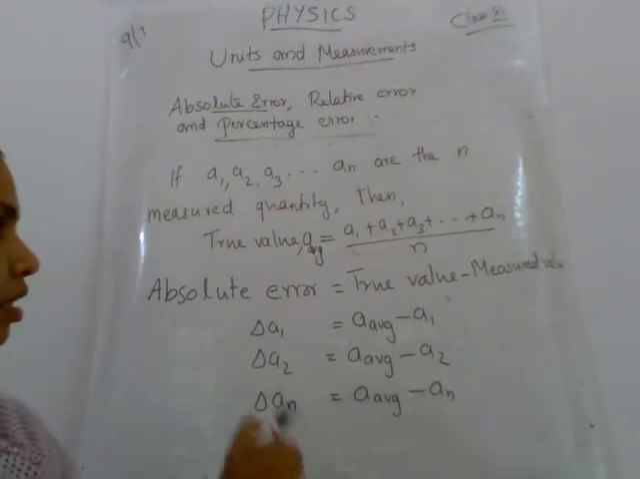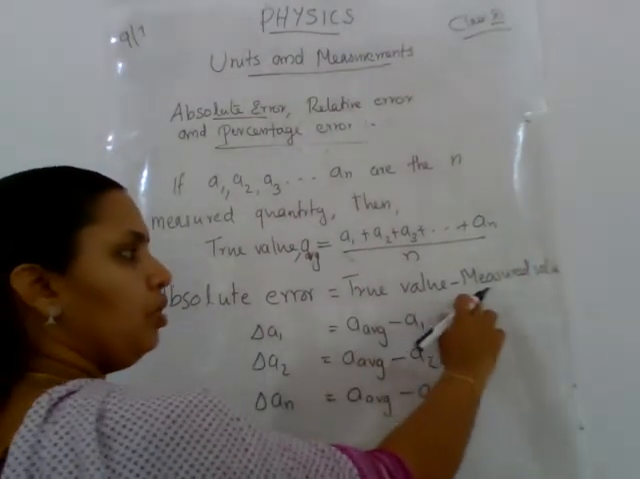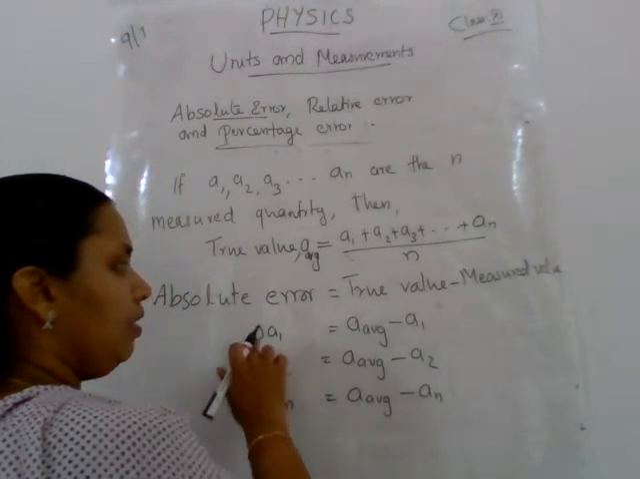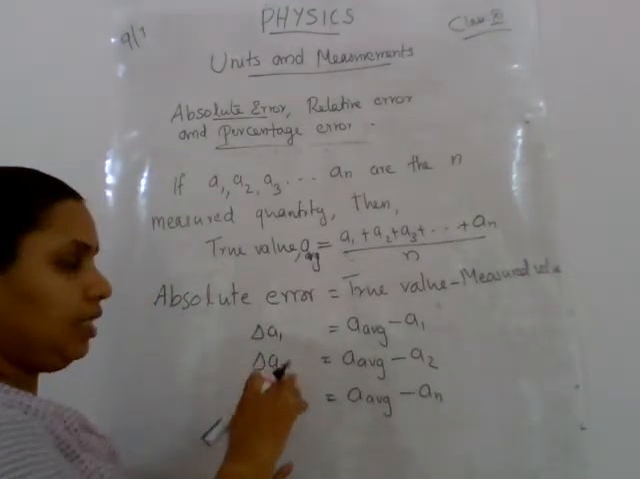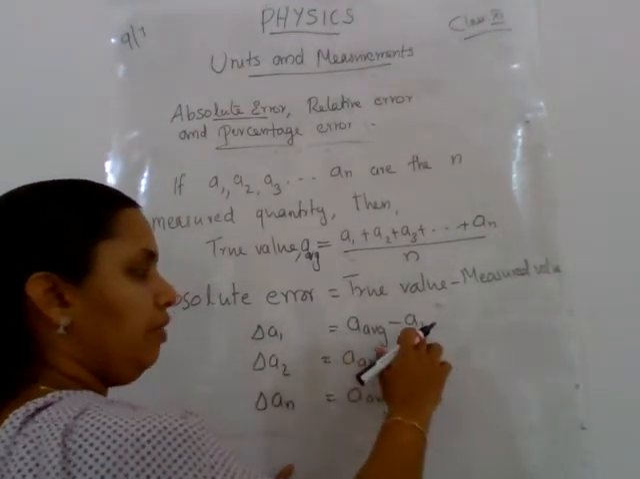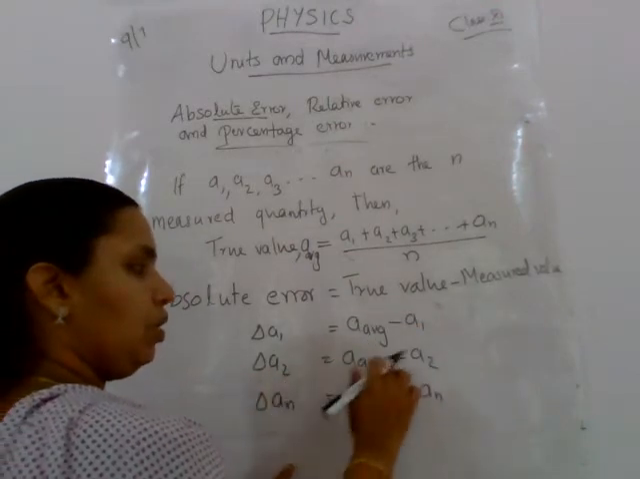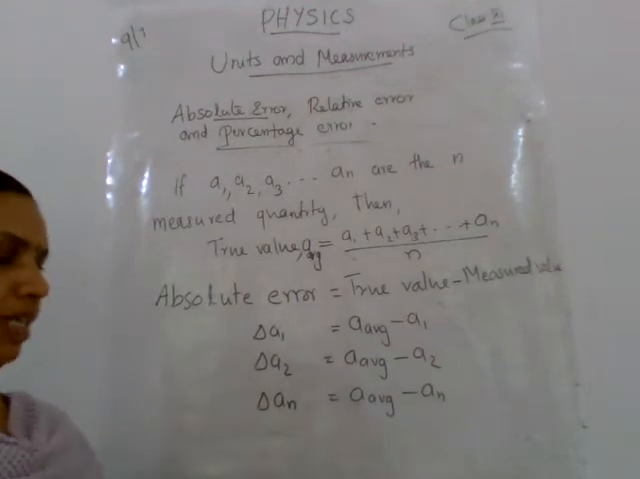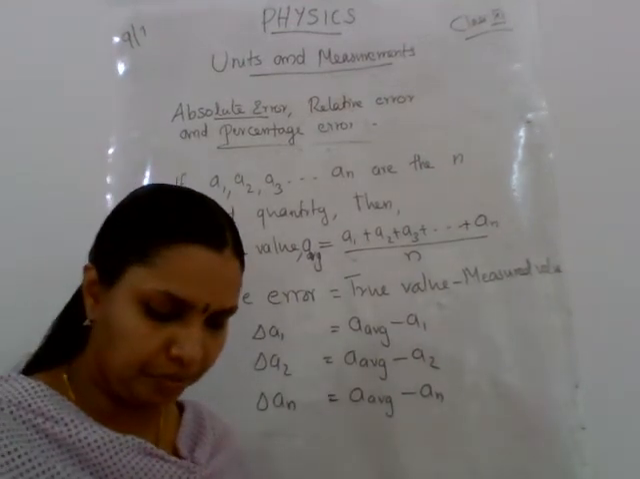You can write absolute error is equal to true value minus measured value. Absolute error is represented by delta. Delta A1 is equal to A average minus A1, delta A2 is equal to A average minus A2, then delta An is equal to A average minus An.